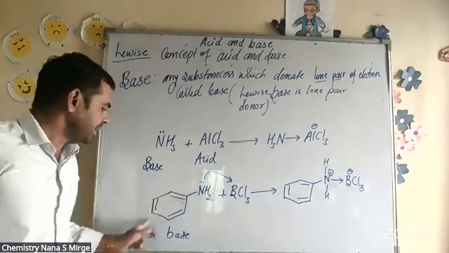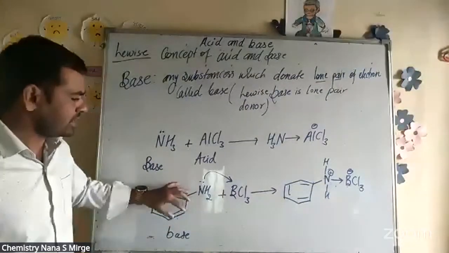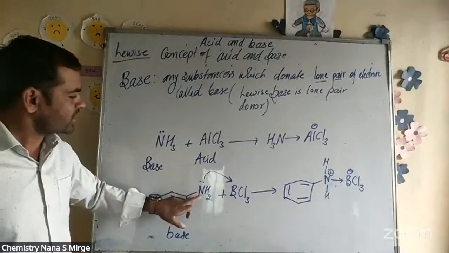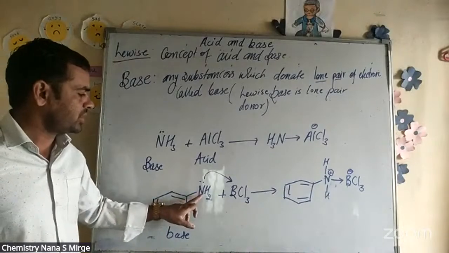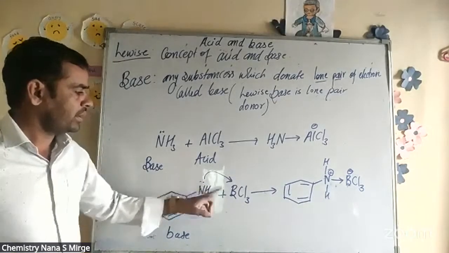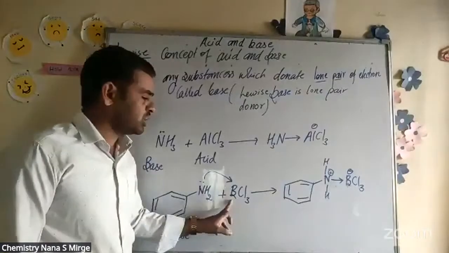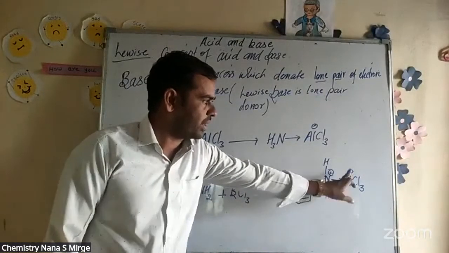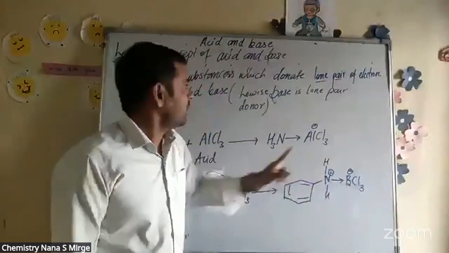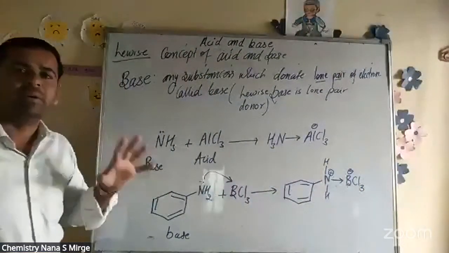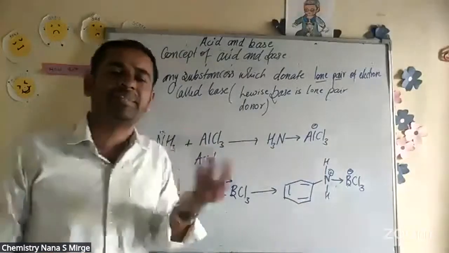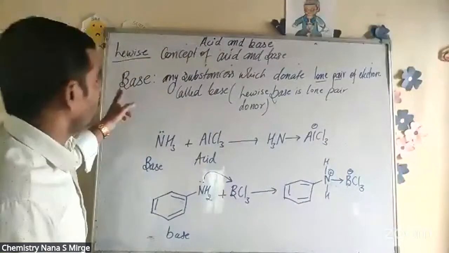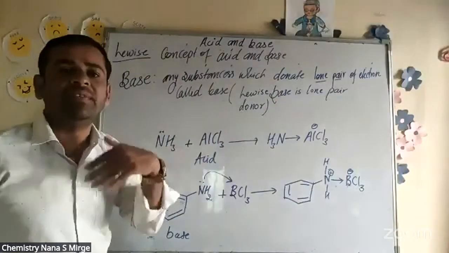This is a benzene ring. This benzene ring is not involved, it is just like an alkyl group. Focus on NH2. This NH2 has a lone pair, and this lone pair can donate to this boron atom. The lone pair from the nitrogen atom donates to the boron atom. According to our concept, a lone pair donor is a Lewis base.